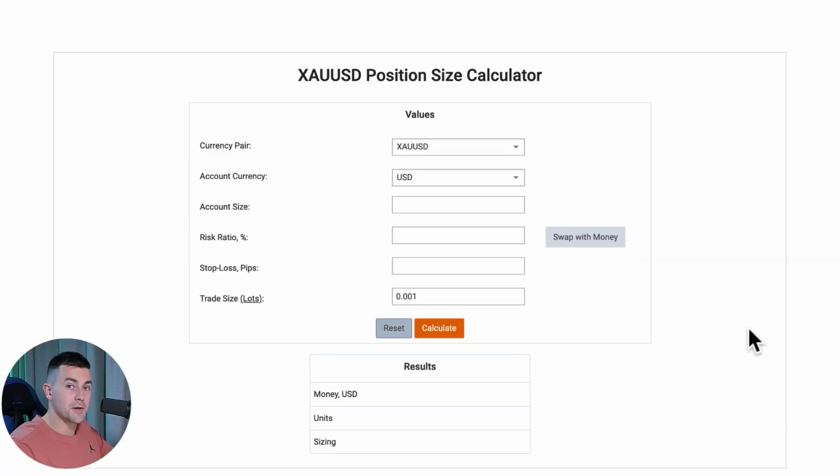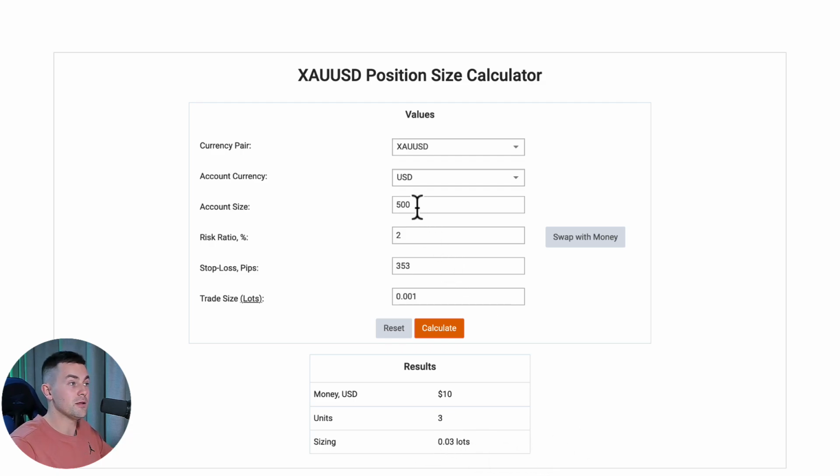Here's how the position size calculator looks. Here we should fill all the fields. Our account size is $500, risk ratio is 2%, and our stop loss in pips is 353 pips. We click calculate. And here is the best lot size for scalping gold with $500 on 5 minutes time frame. It will be 0.03 lots.